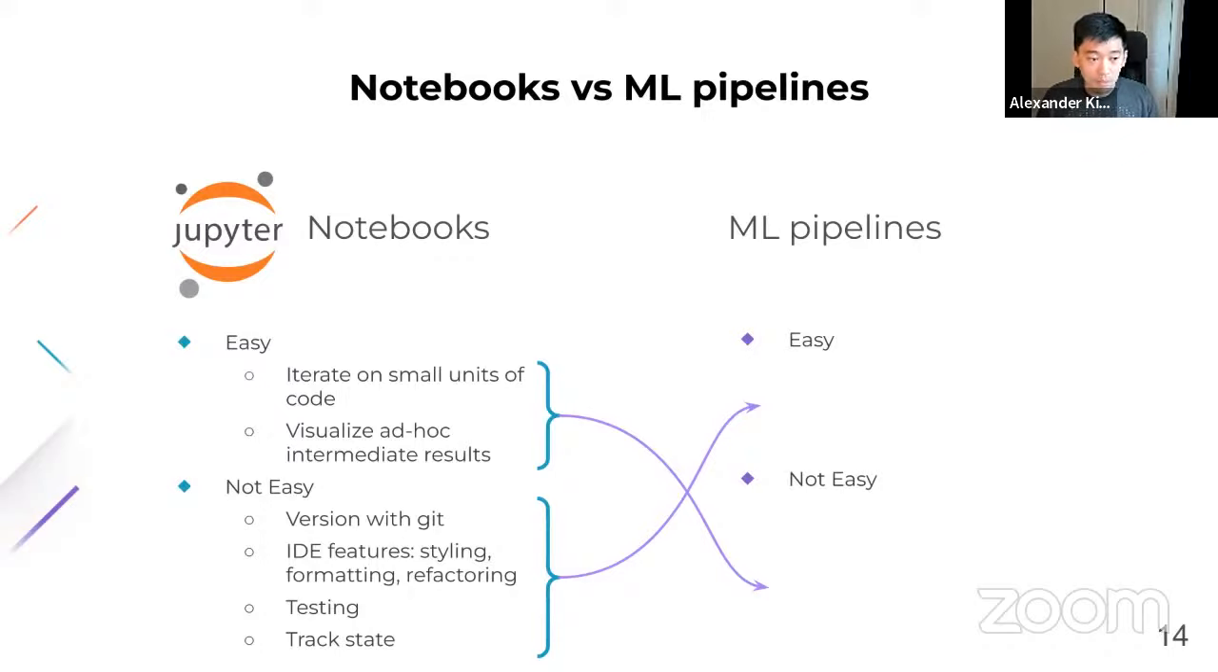And by discipline, I mean things like tracking code and configuration changes with Git, being able to quickly refactor and reformat your code with IDE features, writing unit tests, and finally making sure that every change to your pipeline components gives you fully reproducible results.